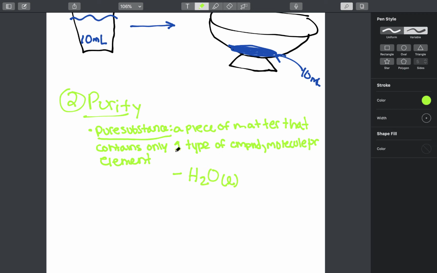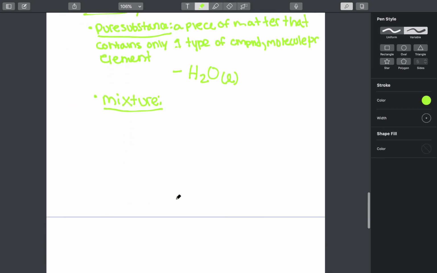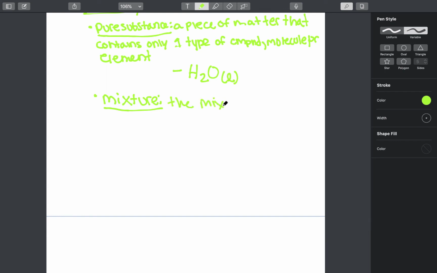Now, there's two types of purity. There's pure substances and then there's mixtures. So what is a mixture? Well, a mixture is just the mixing of two or more different substances. A good example of a mixture would be a salad.